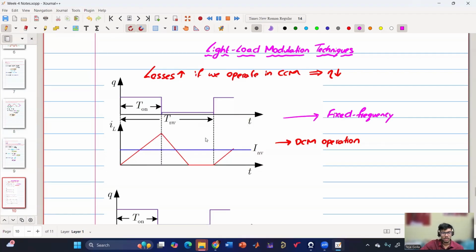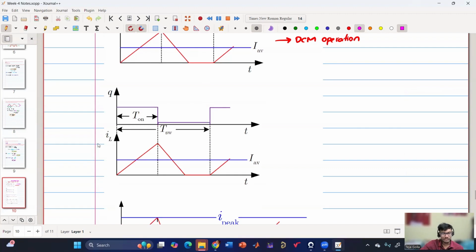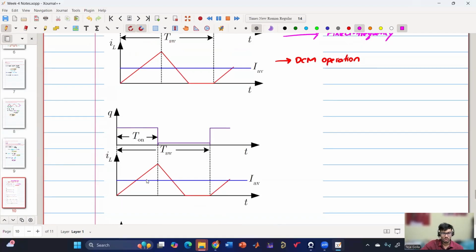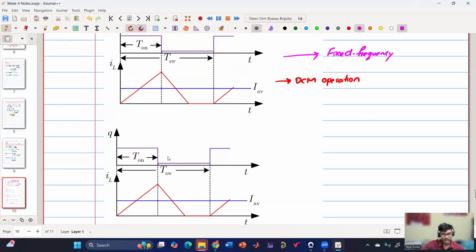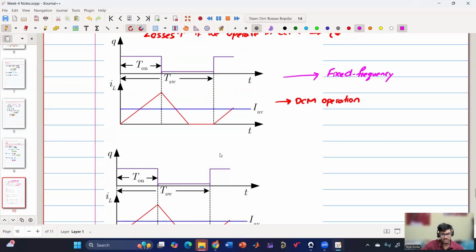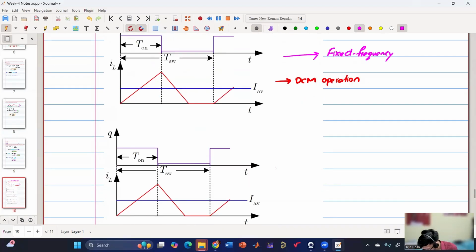Yes, sir. Now coming to another part, here we have constant on-time based DCM. The on-time is fixed and the off-time is variable. This entire time is off-time, and this is on-time. In this off-time, we have a certain region where the inductor current is positive, and then another region where the inductor current is zero. So here the on-time is fixed and the off-time is variable, and the switching period changes accordingly. So this is constant on-time based DCM operation.